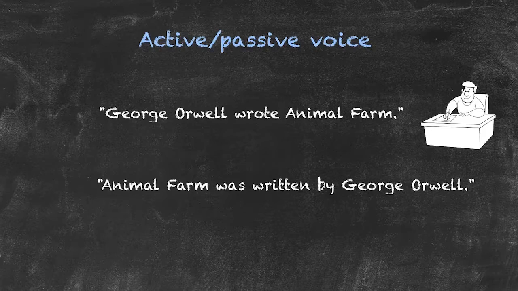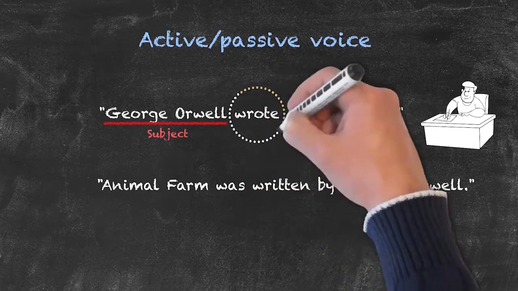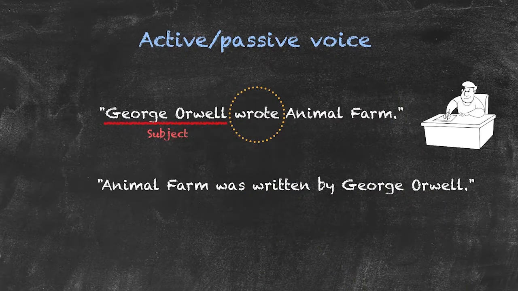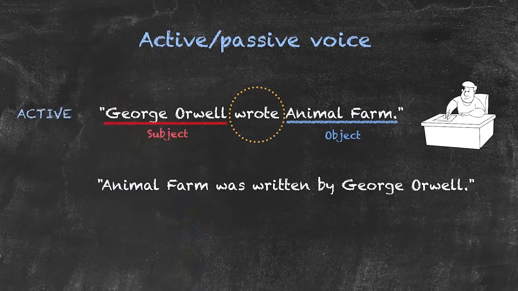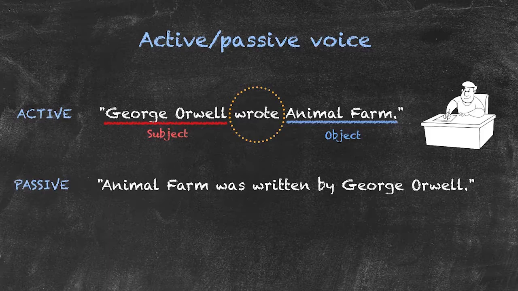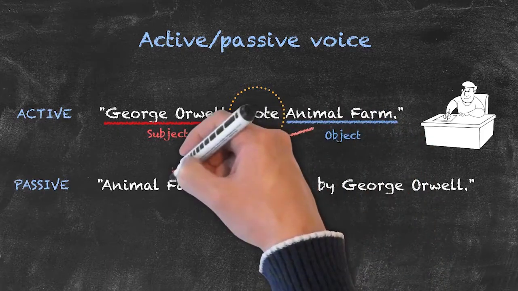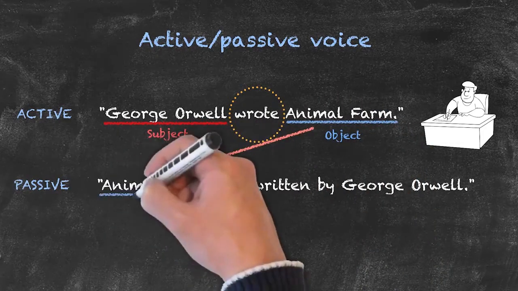First, George Orwell. He's the doer of the action. He's the subject here. We have the verb wrote, which is in the past simple form. Then we have the object, or the thing that received the action. This first sentence is the active voice. In this sentence here, Animal Farm was written by George Orwell, the active voice sentence has changed into a passive voice sentence. We've taken the object Animal Farm and put it into the first position of the sentence.